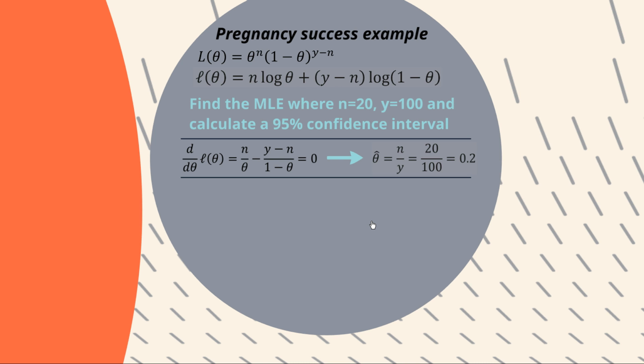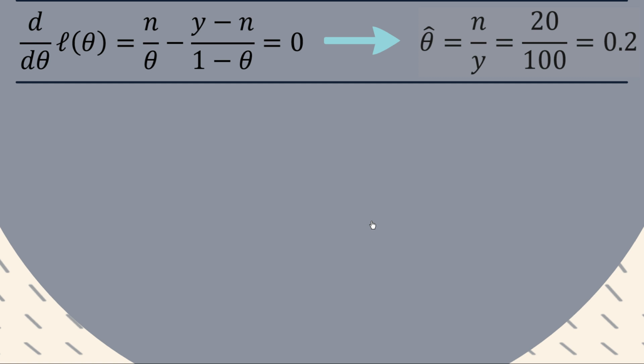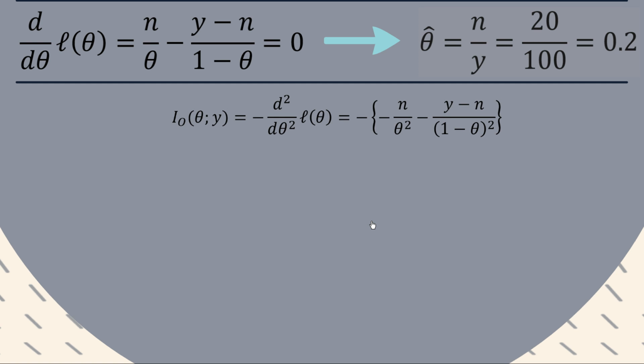Now that's the easy bit, I'd say. What we're going to do next is have a look at how to find the confidence interval, or put more simply, find the variance of that estimate. So here's our observed information. It's the negative of that second differential. So if our first differential up here is provided as n on theta minus y on n divided by 1 on theta, if we differentiate that again with respect to theta, we get this equation here.